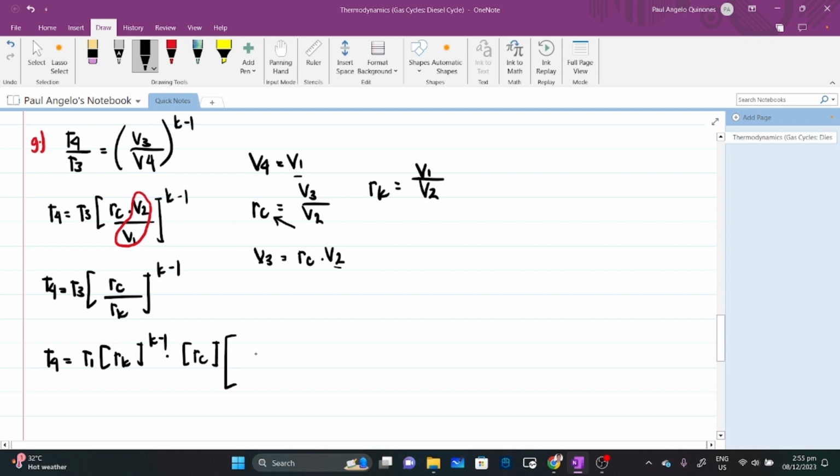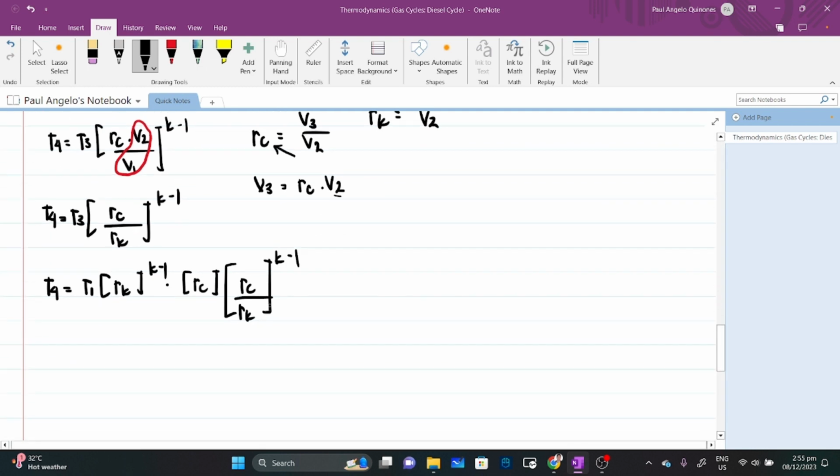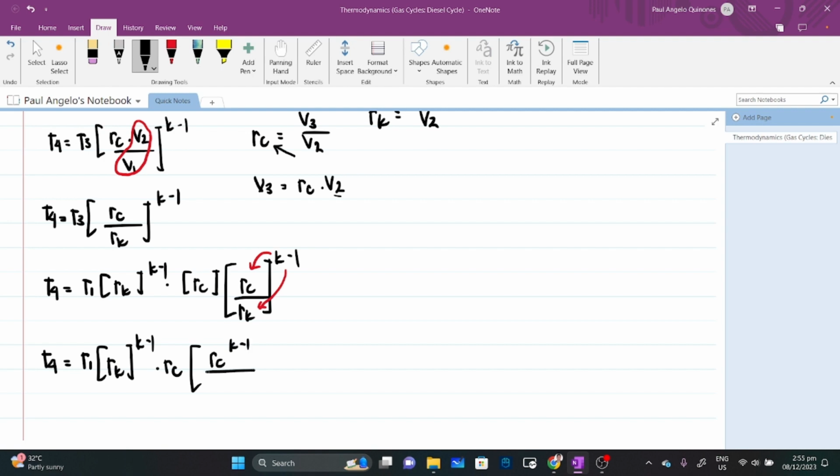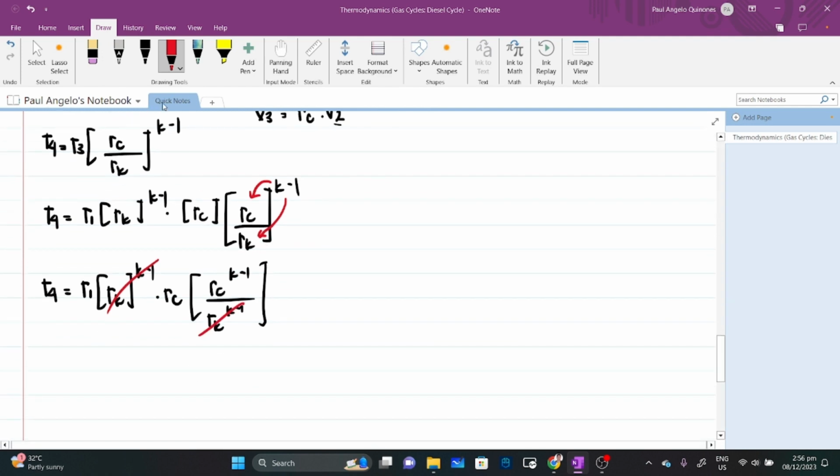Quantity, so this term, RC over RK raised to K minus 1. Okay? So we can expand this one by distributing the exponent by law of exponent. So we will have T4 is equal to T1 RK raised to K minus 1 times RC raised to K minus 1 over RK raised to K minus 1. Just distribute the exponent from this term. As you can see, RK raised to K minus 1 will cancel out, leaving us with T4 is equal to T1 times RC times RC raised to K minus 1.